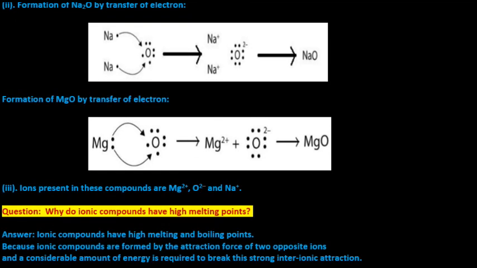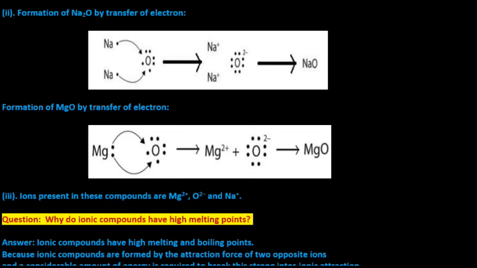Formation of Na2O by transfer of electrons. Na has 1 electron in its outermost orbit. So 2 Na atoms react with one atom of oxygen. Oxygen needs two electrons to get its nearest octet inert gas configuration, and therefore 2 sodium atoms give one electron each to oxygen to form bonds, and they form Na2O.